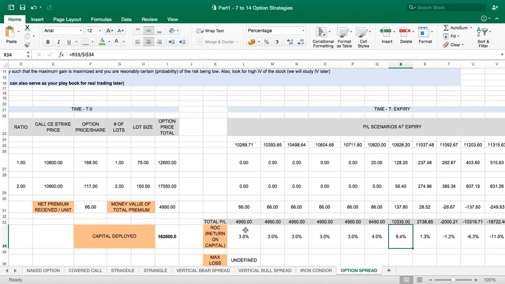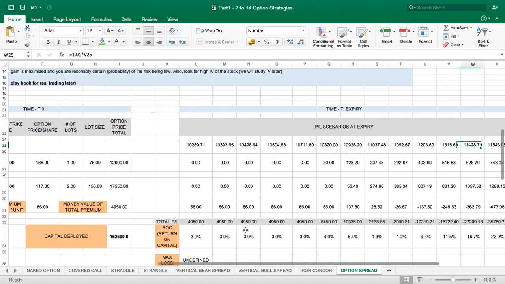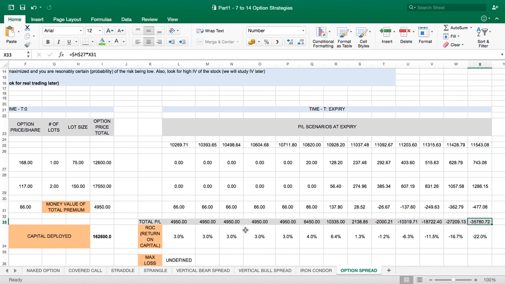Beg your pardon. The maximum profit that I can earn in this trade is not 6,450, but it's 10,335, which translates into a return on the invested capital of 6.4%. So somewhere above the spot price, that is 11,037, is my break even. And beyond that, I have an undefined risk and I can keep losing money incrementally as the price goes up.